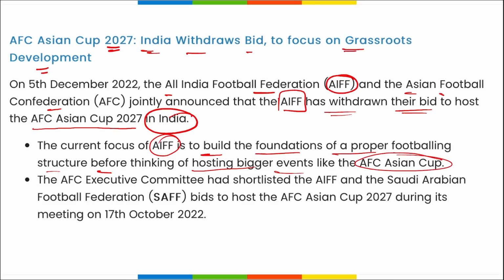So the bid that was for the 2027 AFC Asian Cup was withdrawn by India. That was supposed to be held in 2027.